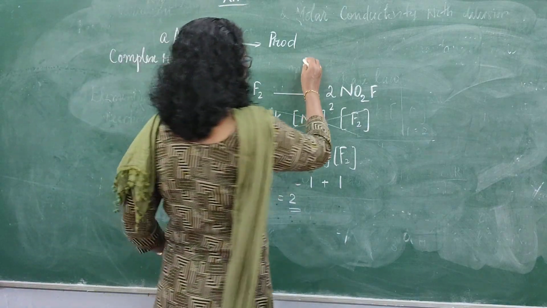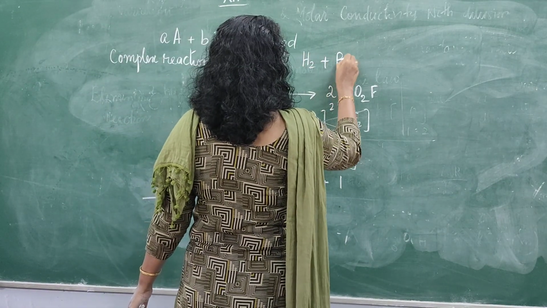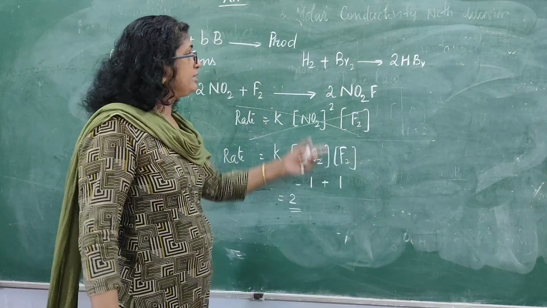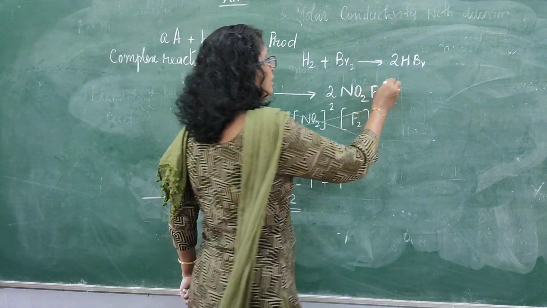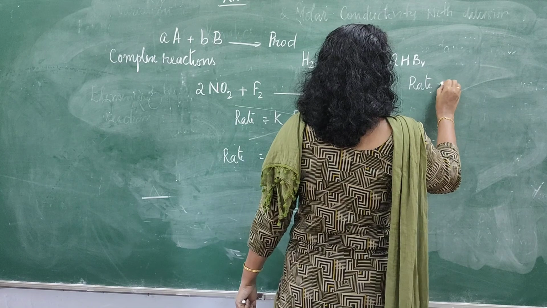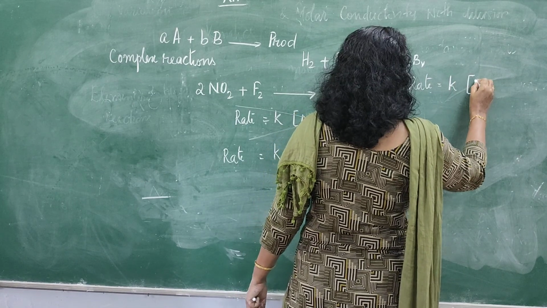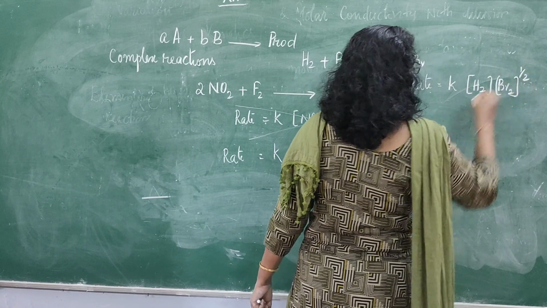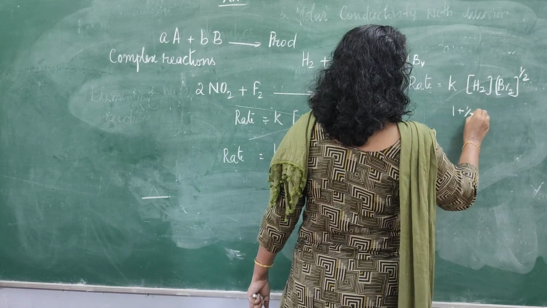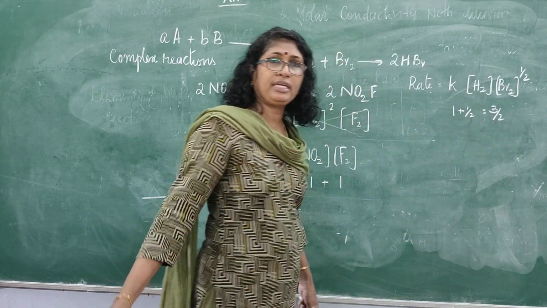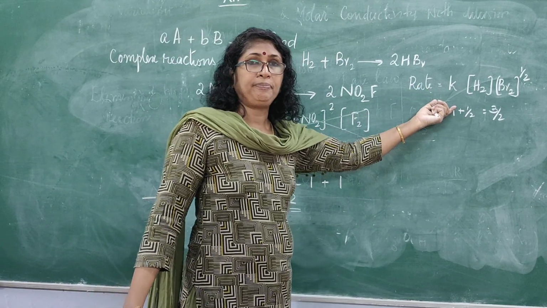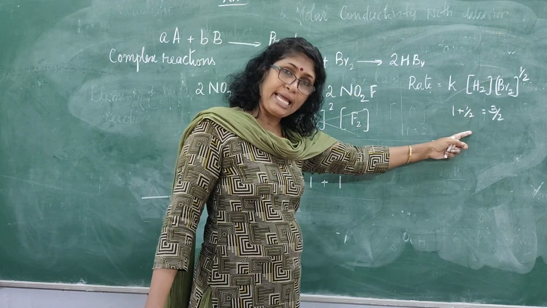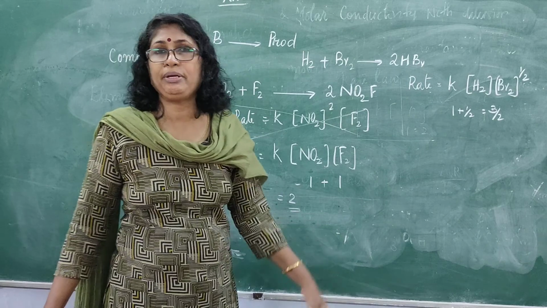For example, the reaction H2 plus Br2 gives 2HBr. We think that molecularity is 1 plus 1, 2. But experimentally it is determined that the rate of reaction is equal to K into the molar concentration of H2 into the molar concentration of Br2 raised to half. So what is the order? 1 plus half, that is 3 by 2. 3 by 2 is the order of the reaction. This is what is experimentally determined, whereas this is what we write in the balanced chemical equation. Understood? So here order can be fractional, but molecularity can never be fractional.